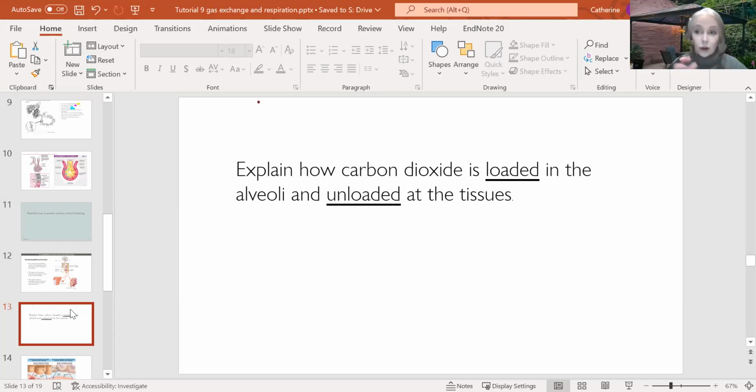Because the pertinent word here is how. So it's not just, we know, we've got the fact, we know that carbon dioxide is loaded in the alveoli and it's unloaded at the tissues, which should be to the alveoli and from the tissues. I think unloaded from the tissues as opposed to at the tissues. Anyway, that's just me being a little bit persnickety. Okay, so the question is how. So what do we need to talk about?